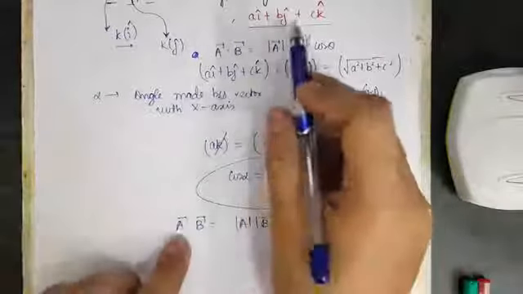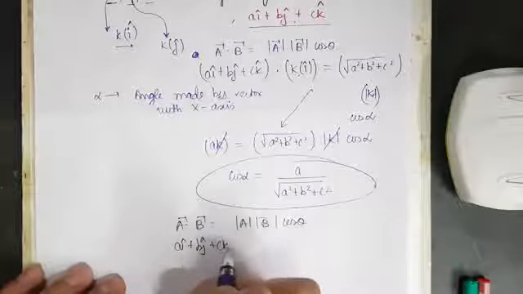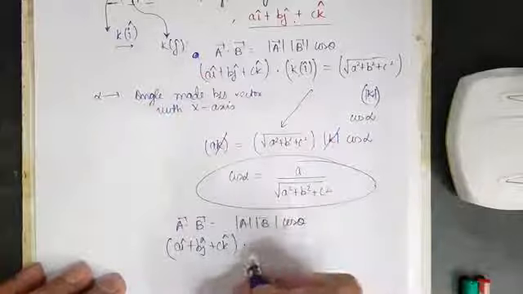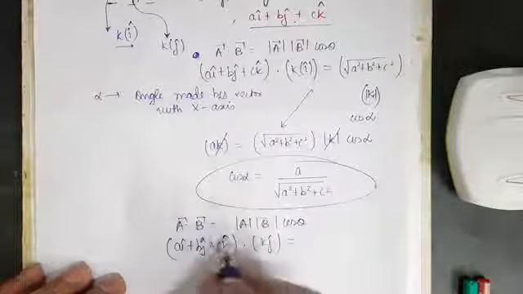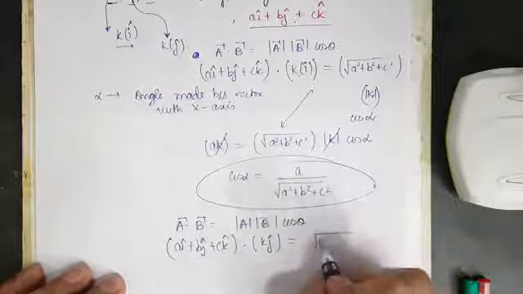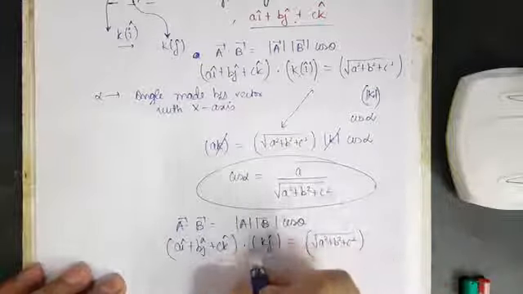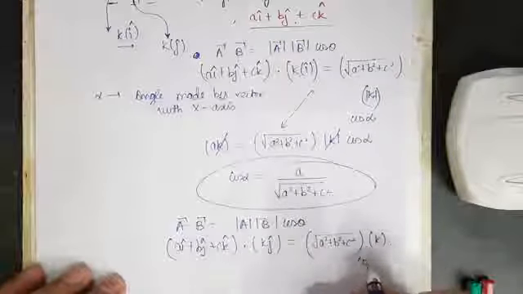Now a vector is equal to ai bar plus bj bar plus ck bar, dot b vector, which will be equal to kj bar. Mod a is what? What is the modulus of a? That is under root a square plus b square plus c square. What is the modulus of b from here? That is k into cos beta.